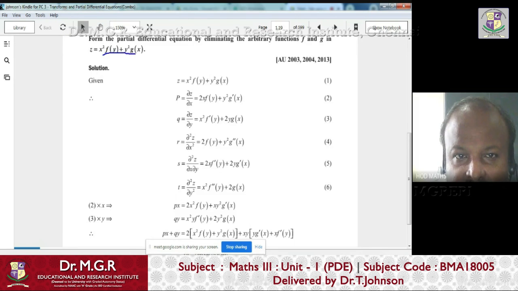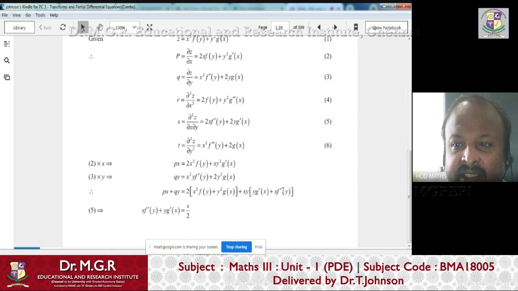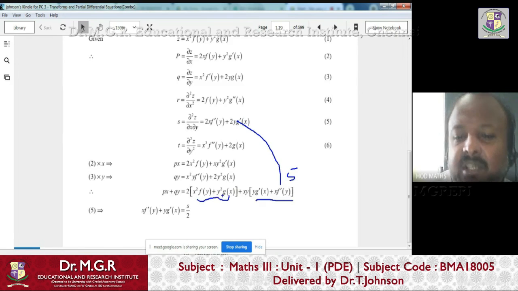What is that? That is equal to z. So this term can be written as z, and then xy into (y g' x plus x f'). How do you get this y g' x plus x f'? We are getting it from equation 5. So this second term looks like equation 5, and this term looks like the original equation. So in place of this you can put z, and in place of this you can put equation 5.